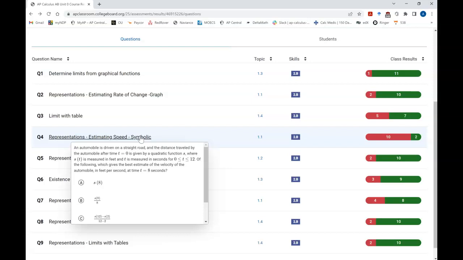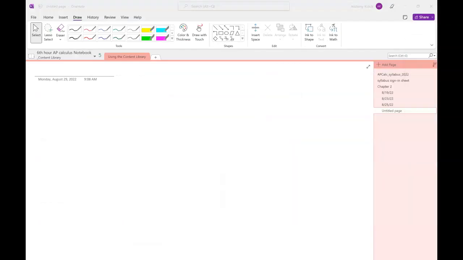That's the canonical letter to use for a position function. So you'll see that frequently. s for position, v for velocity, a for acceleration. Okay. And we'll continue to work on these things periodically.